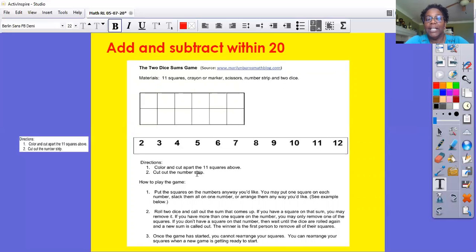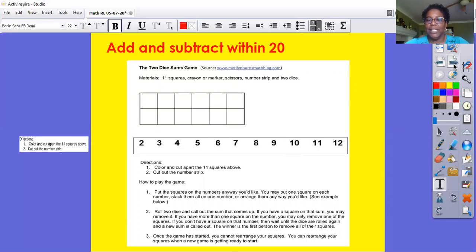The directions say, number 1, color and cut apart the 11 squares above. So you're going to color these squares and cut out 11. Number 2, cut out the number strip. So this right here is a strip with numbers on it. That is your number strip.